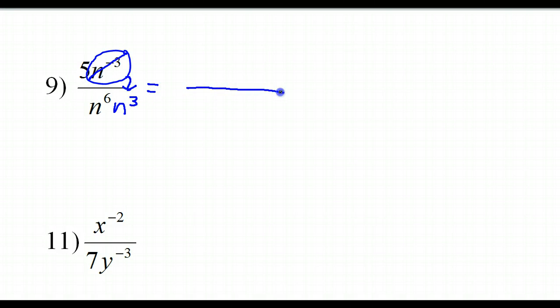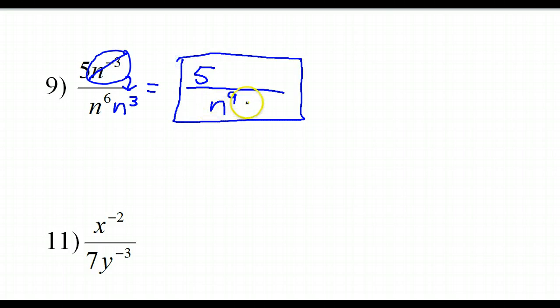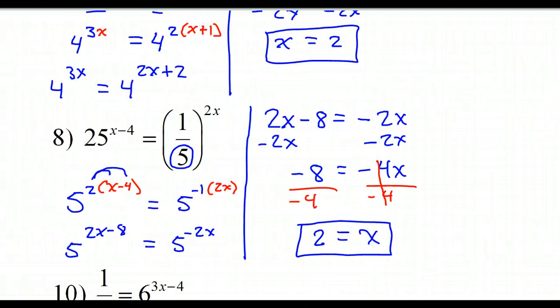Then I can go ahead and write my answer. That 5 did not go anywhere, so it's still like that. Putting these together, that's going to make n to the 9th power. All right, I guess I didn't need to make it all crooked like that, but that's the answer. 5 over n to the 9th power. Let's look at number 10.